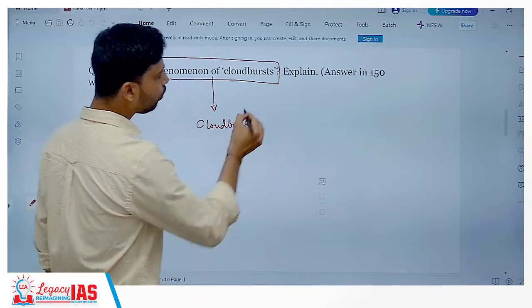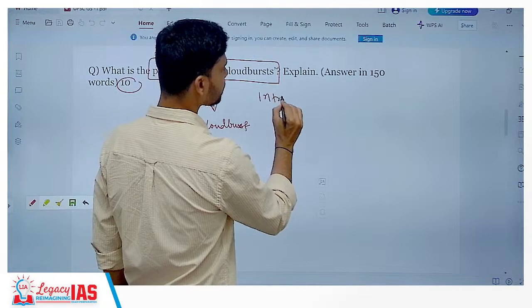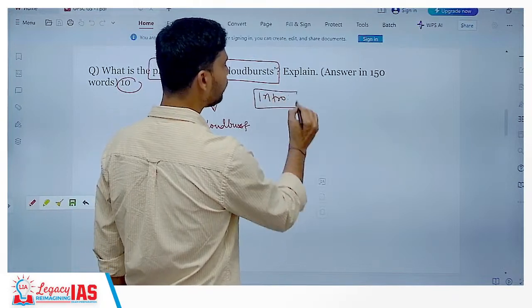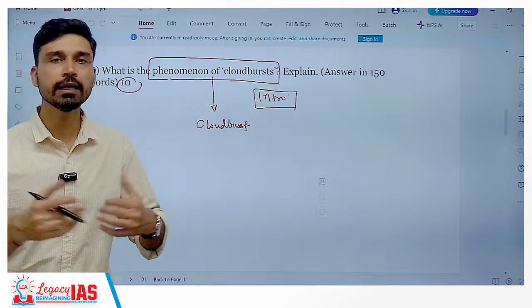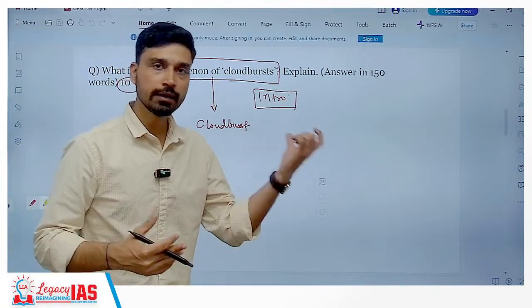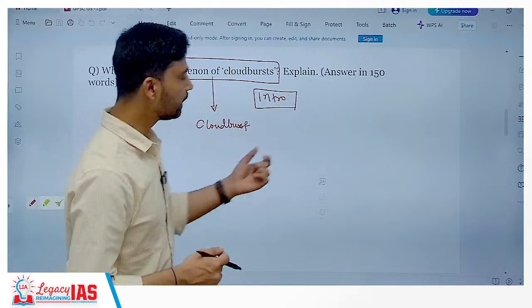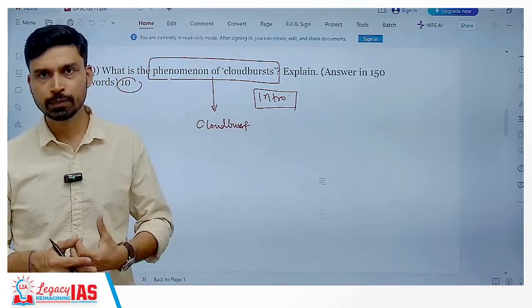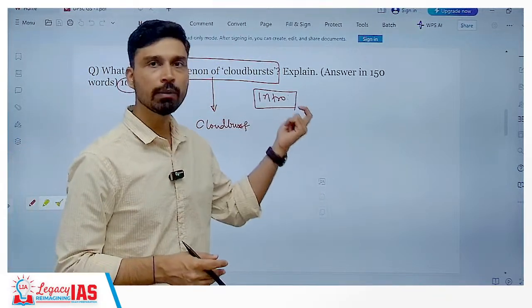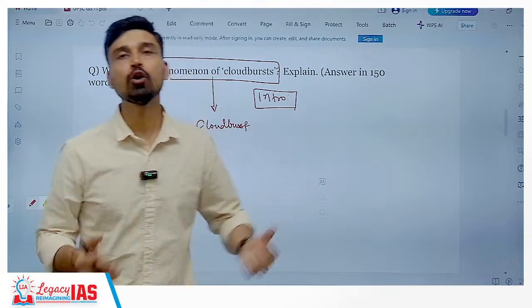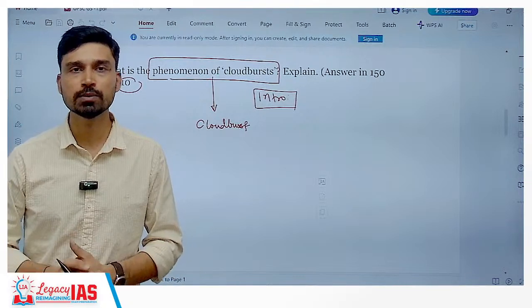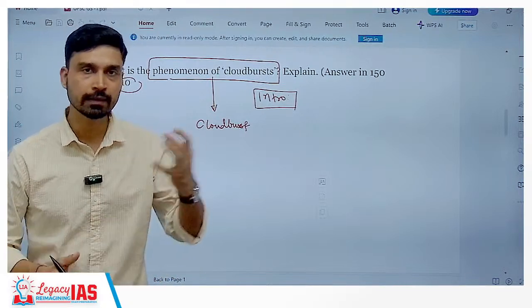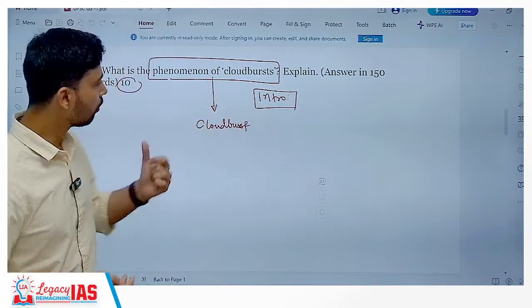Now if you want to properly structure this answer, in the introduction you can start by writing the recent examples and the related effects that you have seen in India related to cloudburst. There you can give the example of Sikkim, the example of the Himalayas, Uttarakhand, and also the most disastrous cloudburst-related disaster that India has observed, in 2013 in the Kedarnath region, Rudraprayag region of Uttarakhand.